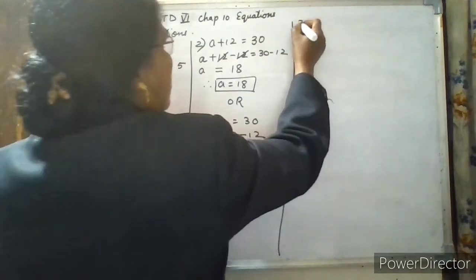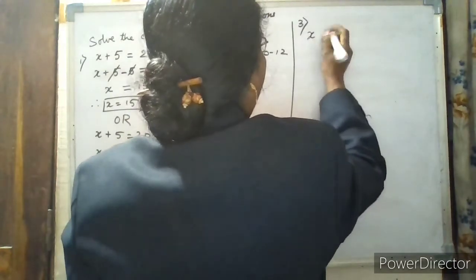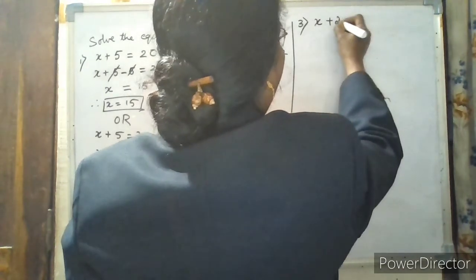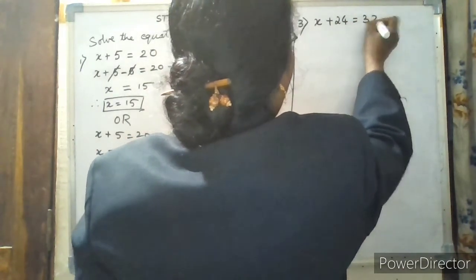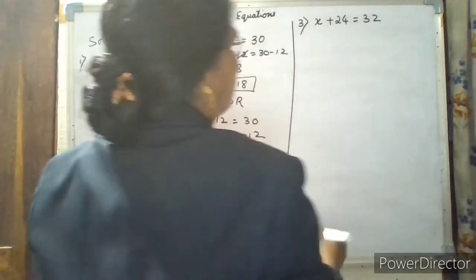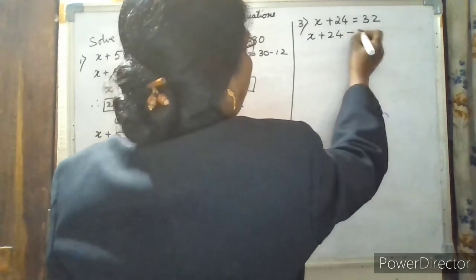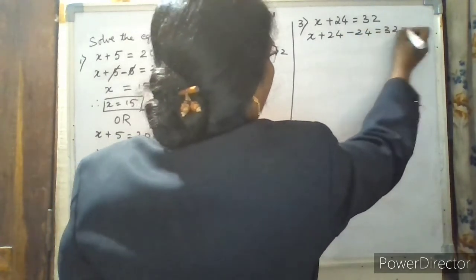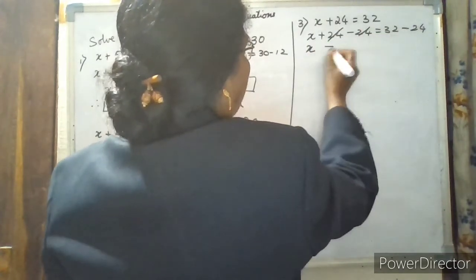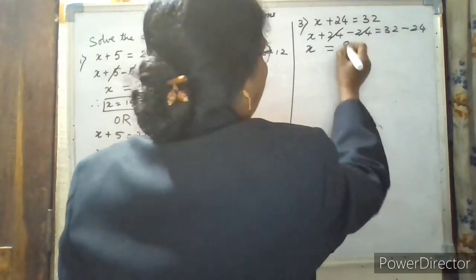Third one. x plus 24 equal to 32. So x plus 24 minus 24 equal to 32 minus 24, right? So x plus 24 minus 24 cancel, x is equal to 32 minus 24 will give you 8. Therefore x is equal to 8 we got.